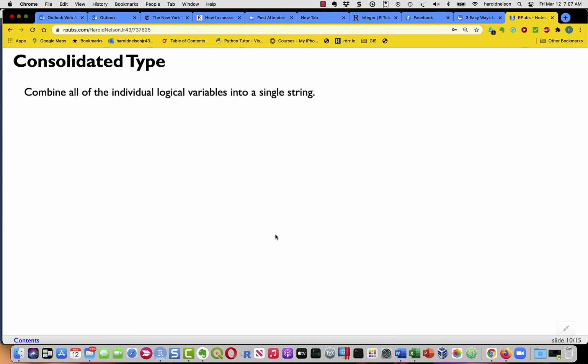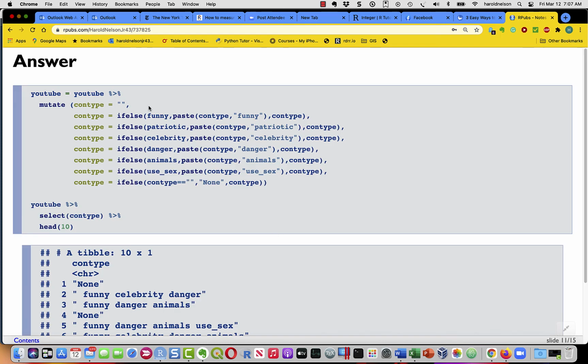Okay, you're back. Either you did it or you gave up. Well, here's the way I did it. It's kind of a complicated mutate. There are many steps within a single mutate. I start off by setting contype equal to an empty string. And then there's an if-else. Remember that all these variables, funny, patriotic, etc., are logical values. So funny is a logical expression by itself. If it's true, then you take the first option, which is you paste the string funny onto contype. And if it's not true, then you just leave contype as it was.